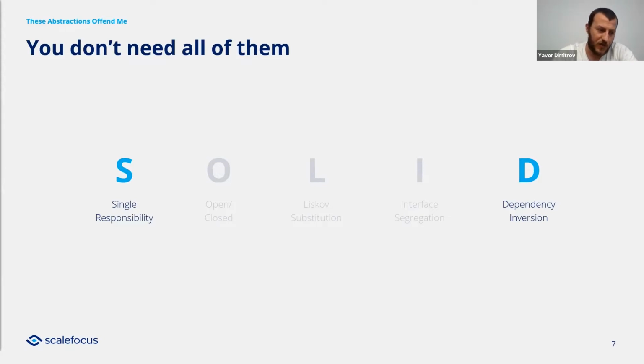Liskov substitution, as well as open-closed, usually requires your code to rely heavily on subtyping. So if you have a couple of inherited classes and not a large tree of inheritance, you rarely have to think about it. Interface segregation, it's grayed out just to add drama. It's usually also important since it's similar to the single responsibility.